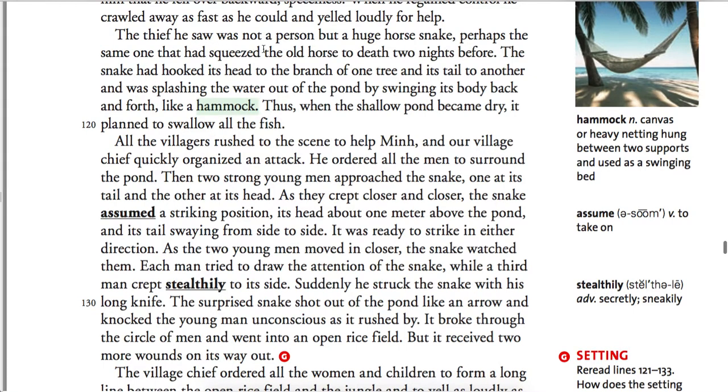The thief he saw was not a person but a huge horse snake, perhaps the same one that had seized that old horse to death 2 nights before. The snake had hooked its head to the branch of one tree and its tail to another, and was splashing the water out of the pond by swinging its body back and forth like a hammock. Thus, when the shallow pond became dry, it planned to swallow all the fish.